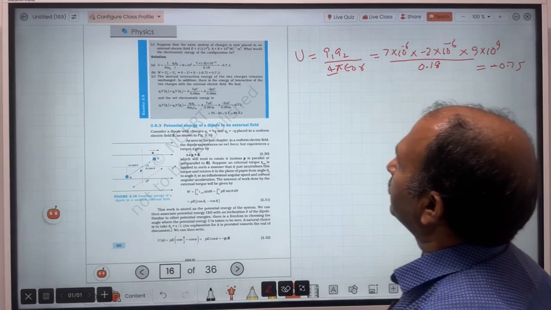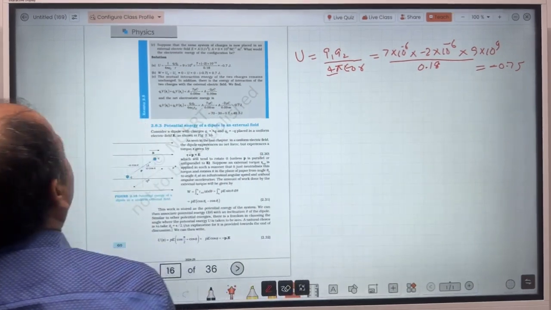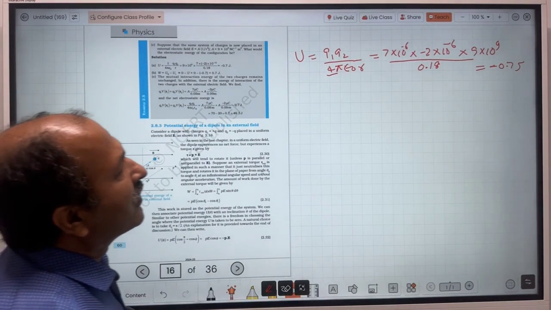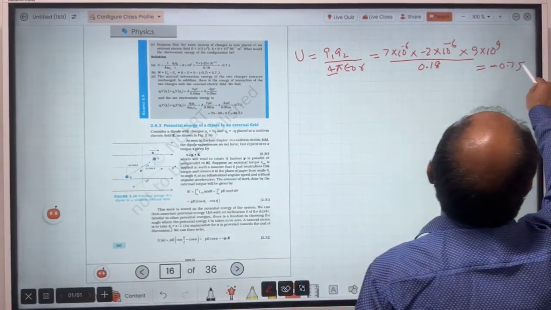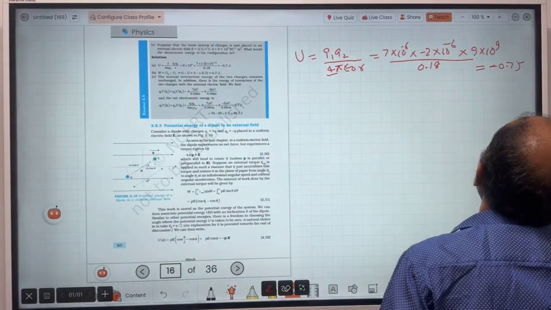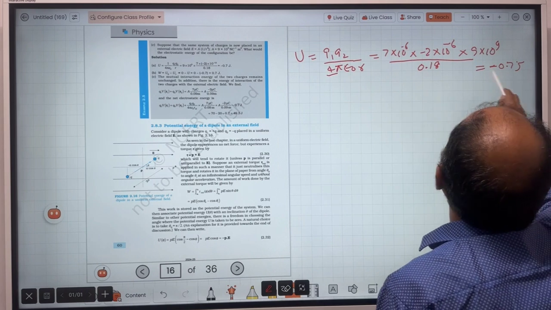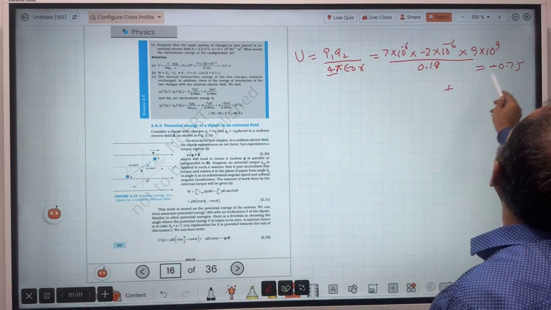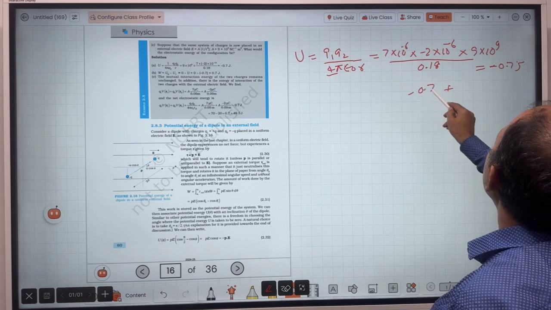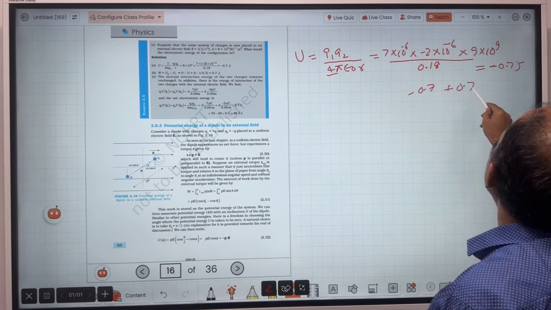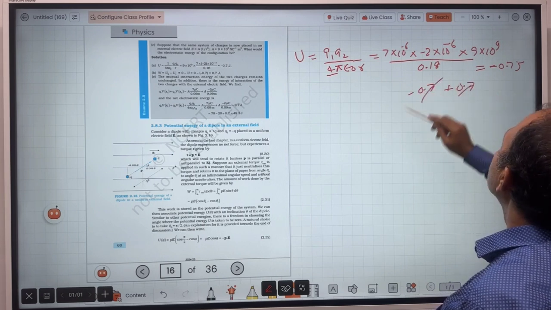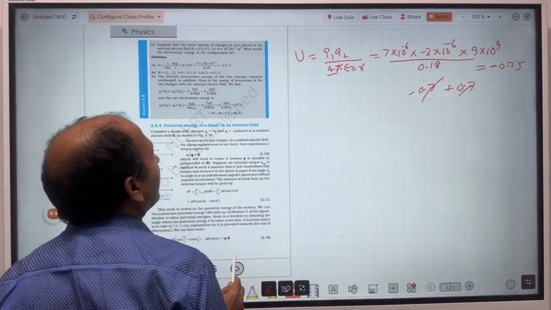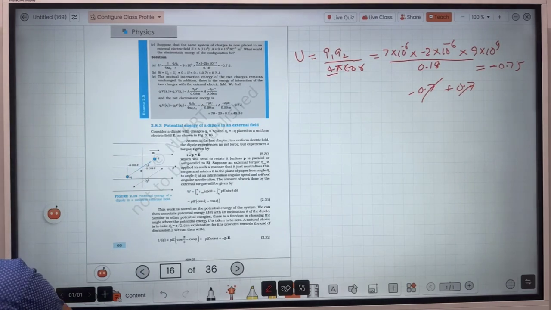So there is no doubt. Now they are saying that if you are taking them infinitely apart, then what work is to be done? The same amount of energy should be given so that potential energy becomes 0. So if you have minus 0.7 joule and you give 0.7 joule of energy, the total energy will be 0 and then the charges will be free to move. So that is the situation they have asked.